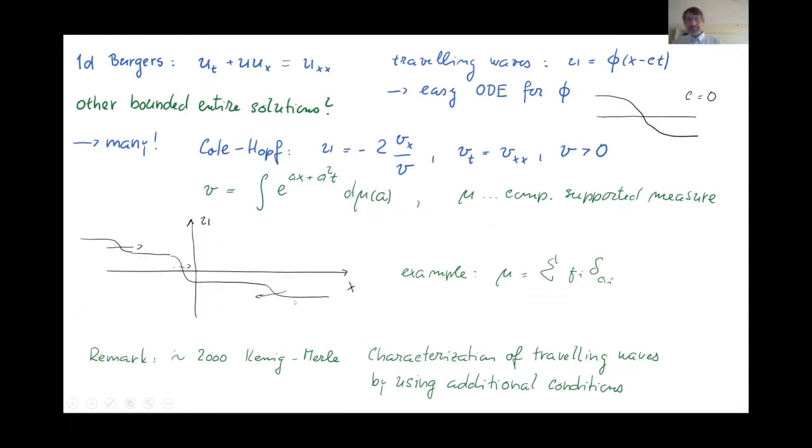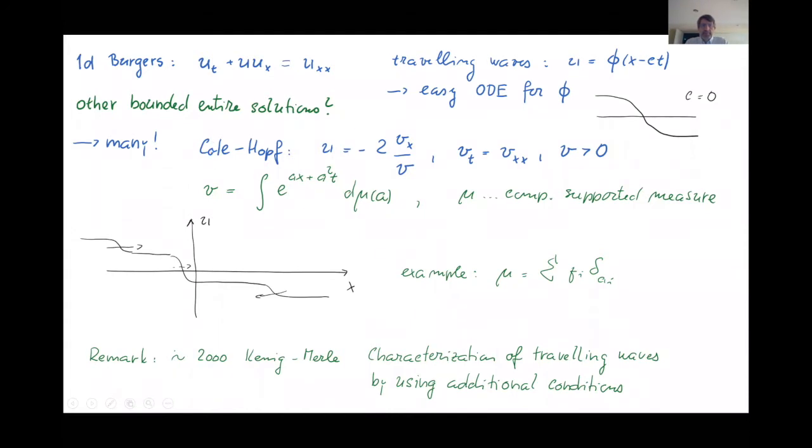And because Navier-Stokes was difficult, we started with the Burgers equation. Okay, so we thought, let's take a look at Burgers' equation. And there you also have traveling waves. So this has been known with various velocities. And we were interested in other bounded entire solutions. And in this case, it's quite easy.